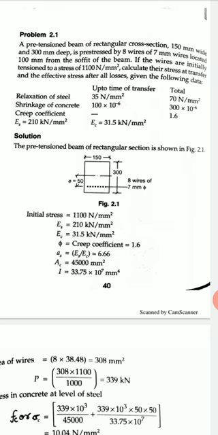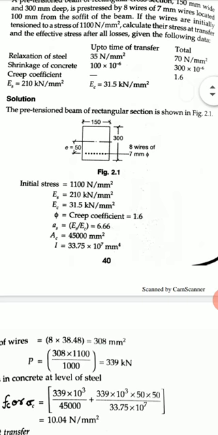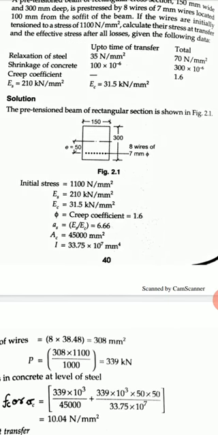So the first step is draw the rough sketch and note down the given data, that is initial stress, modulus of elasticity of steel and concrete, coefficient of creep. Obtain the modular ratio, that is m, the ratio of Es by Ec, which we get 6.6 in this. Then next, the area of concrete, which is 150 by 300, we get 45,000 mm square. Then the value of I, which is bd cube by 12, we get as 33.75 into 10 raised to 7 mm raised to 4.